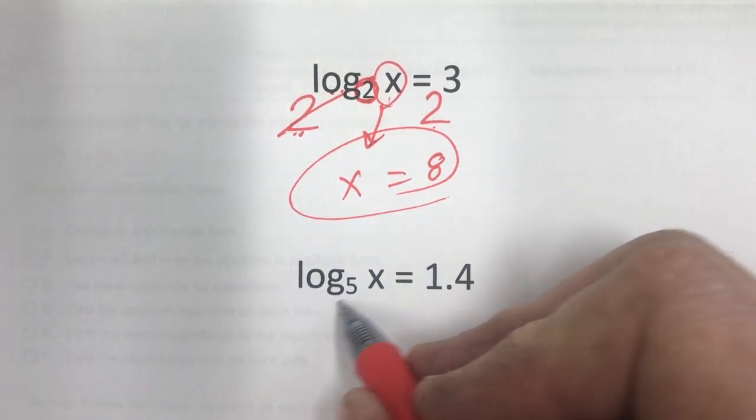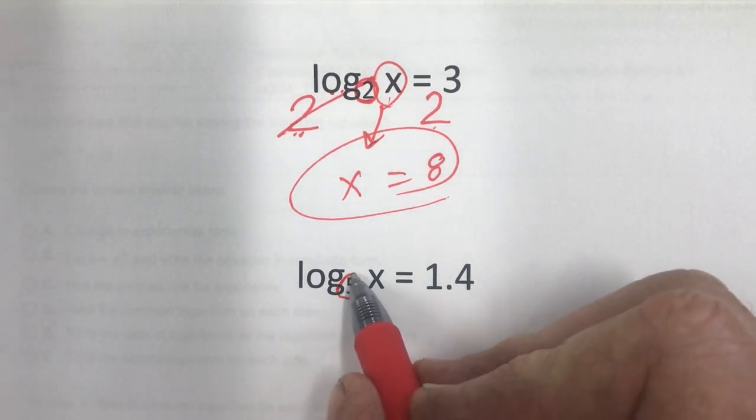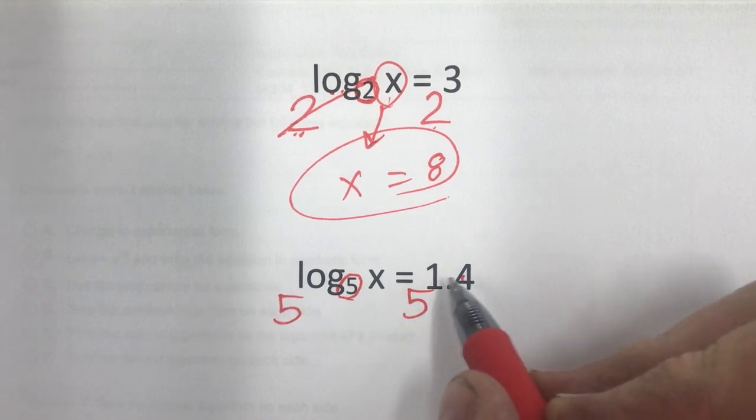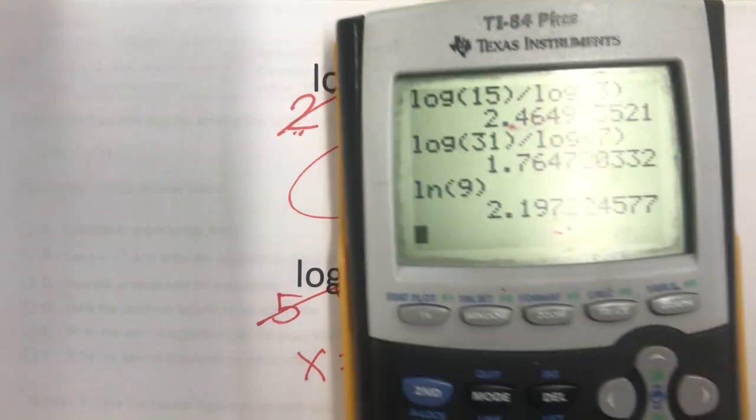What if I have this right here? Log base 5 of x equals 1.4. All right, this is base 5. So I do 5 to the power of this equals 5 to the power of that. These cancel. X equals 5 to the power of 1.4. Let's do that here.